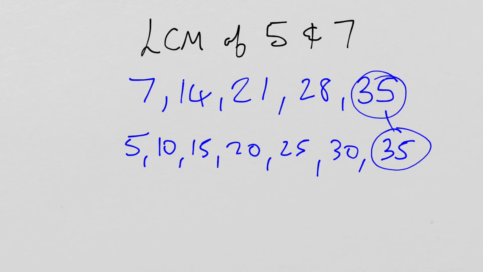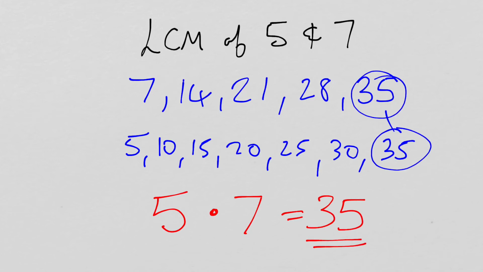And you will have noticed also that if you just multiply those two numbers together, 5 times 7, you're going to get a common multiple. In this case, it happens to be the least common or lowest common multiple. But it's not always like that. You can get a common multiple by multiplying them together, but it might not be the lowest.